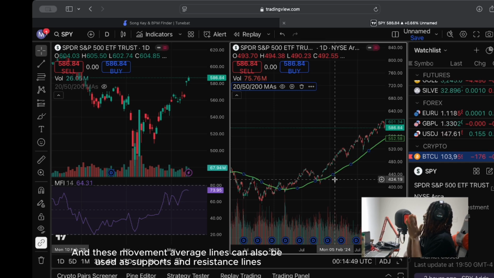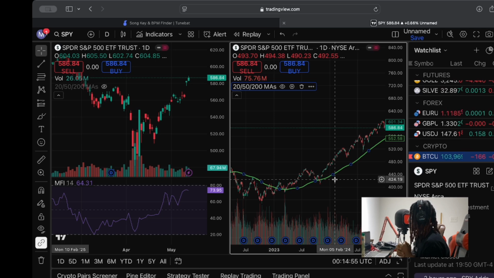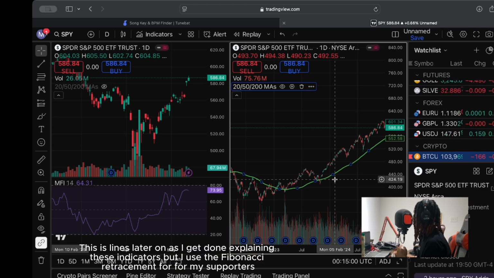And these moving average lines can also be used as support and resistance lines. I'm going to set some support and resistance lines later on as I get done explaining these indicators. But I use the Fibonacci retracement for my support and resistance lines mostly.